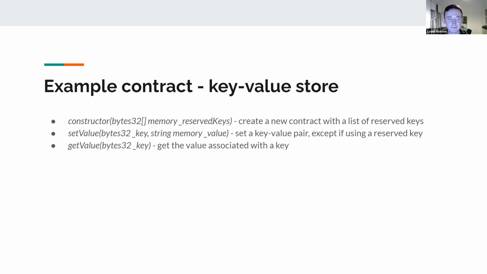So looking first at the interface here, we have a constructor. This is a special function name. If you type constructor, this is the function that gets called when you create the smart contract.